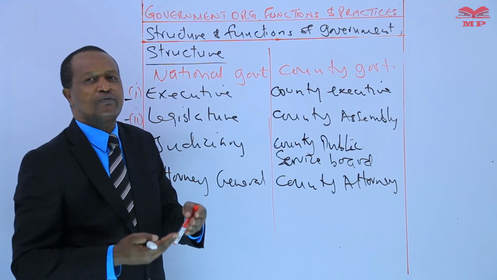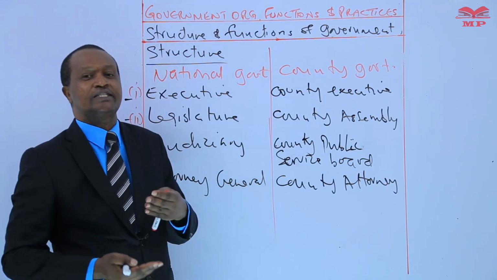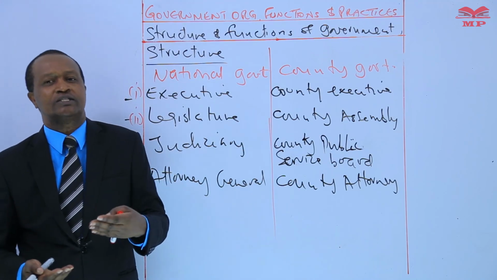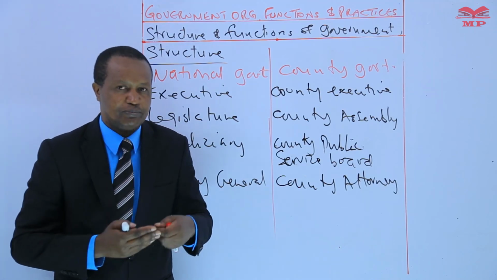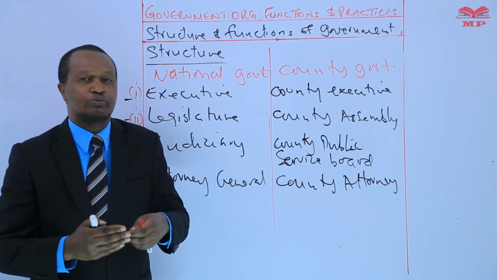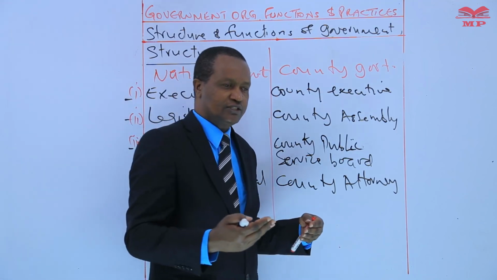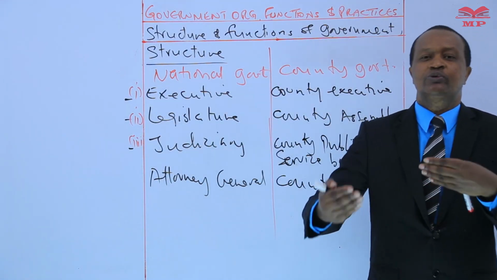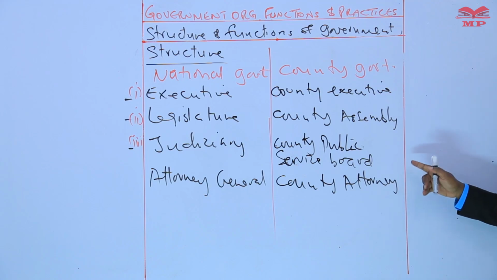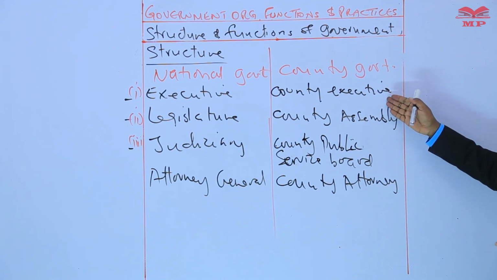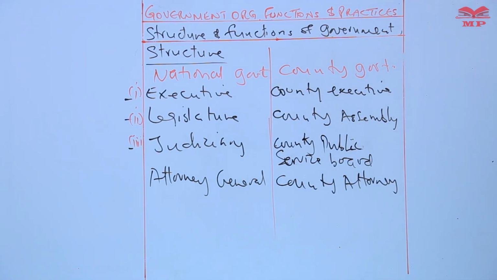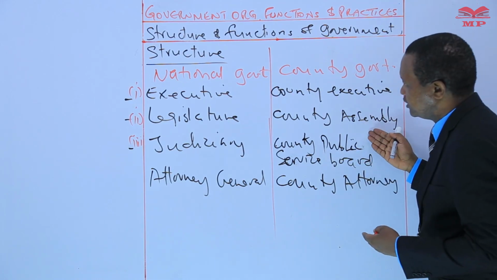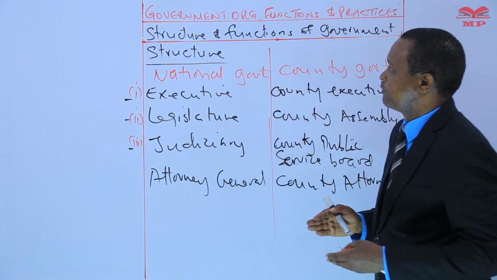So the structure of the county government, for example in Kenya, is designed to ensure that power is decentralized and decision making is brought closer to the people. The Constitution of Kenya also provides for a system of checks and balances, where each arm of the county government can act as a check on the powers of the other arms. The same way with the national government. And this promotes accountability, transparency, and good governance at the county level as well as at the national level.